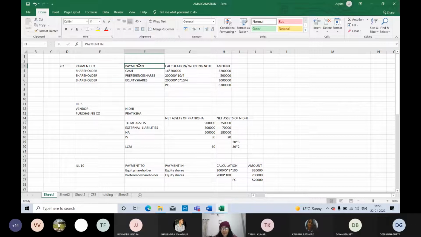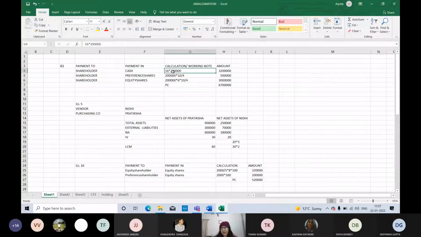How am I going to make the payment? It clearly states in the first line rupees 16, which means I'm going to make the payment in cash, right? And how am I going to calculate it? It means 16 rupees for, please note, it says 16 per share in cash.